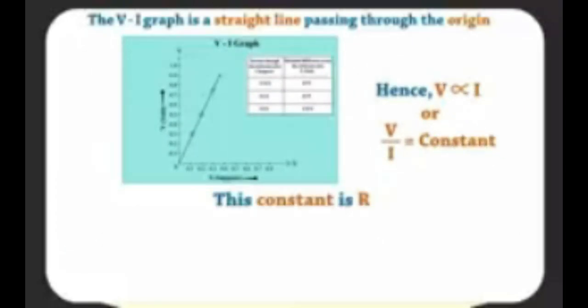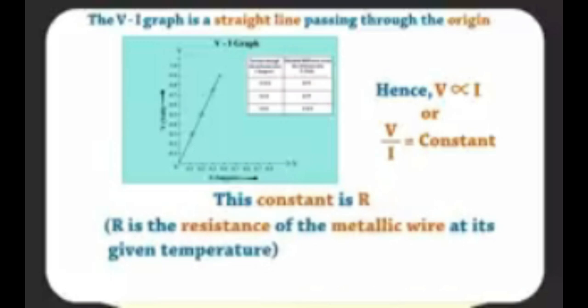V, that is the potential difference, is proportional to I, that is the current, as the ratio V by I is constant. Here the proportionality constant R is known as the resistance of a metallic wire at a given temperature. Hence V by I is equivalent to R. So the mathematical form of Ohm's law is V is equivalent to IR.